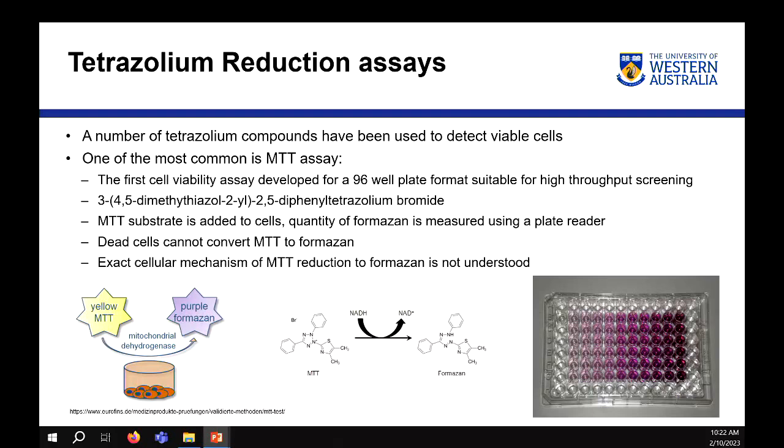The MTT isn't fluorescent, but the purple formazan you can measure, by measuring the formation of formazan using a plate reader. So this is the reaction, and this is the output. You can see here there is hardly any purple formazan. These indicate that the cell is not metabolically active because you're not getting conversion of the MTT to purple formazan. Whereas here you can see lots of purple, indicating that the cells are viable.